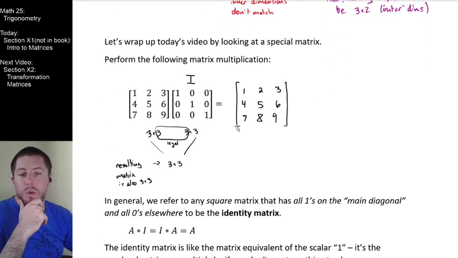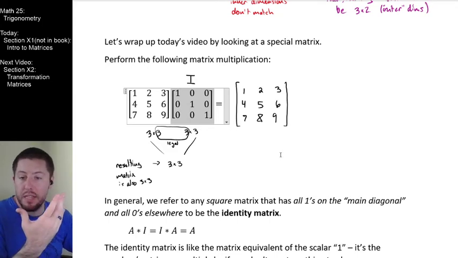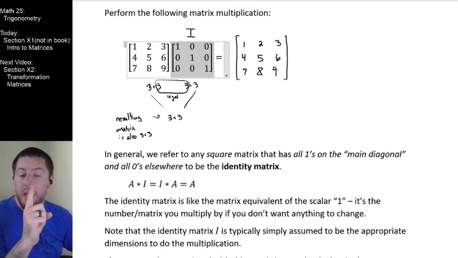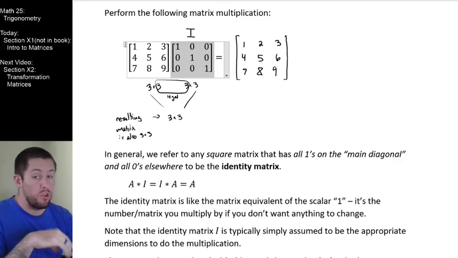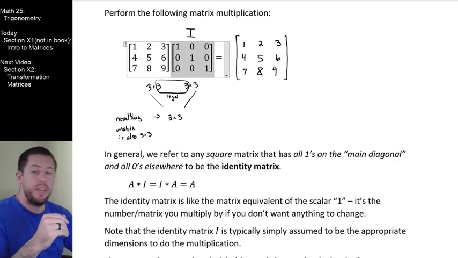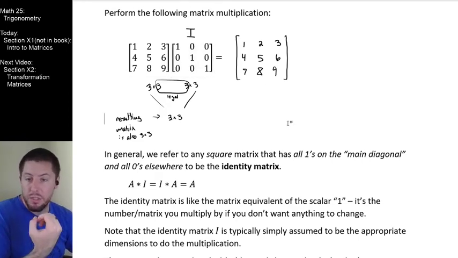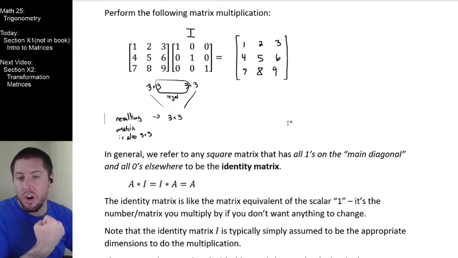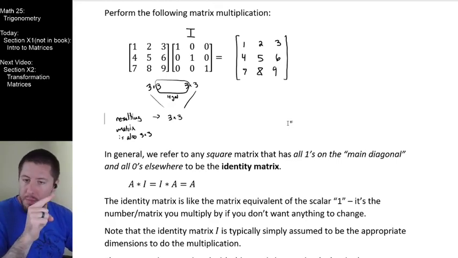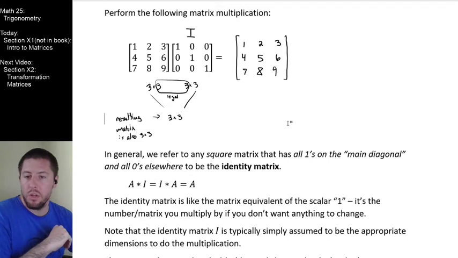All right. Finally, we've identified the very, very special matrix that is the matrix representative of the scalar number 1. It's the only matrix you can multiply by where at the end of the multiplication, you have the same thing that you originally started with, right? So it's called the identity matrix because after the multiplication is done, you have retained your original identity. We're going to interpret this guy tomorrow in a very practical way as well.